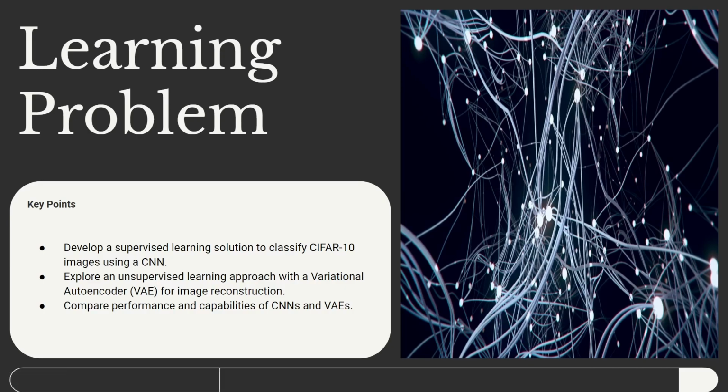So essentially, the primary learning problem in this project is first supervised classification. Given an input image from the CIFAR-10 dataset, can we accurately predict which of the 10 classes it belongs to? In this case, we're training a model, a convolutional neural network, using labeled data. And second, an unsupervised reconstruction. Instead of predicting a label, can we train a model to learn a compressed representation of an image and then reconstruct it as accurately as possible, which can be addressed using a variational autoencoder.